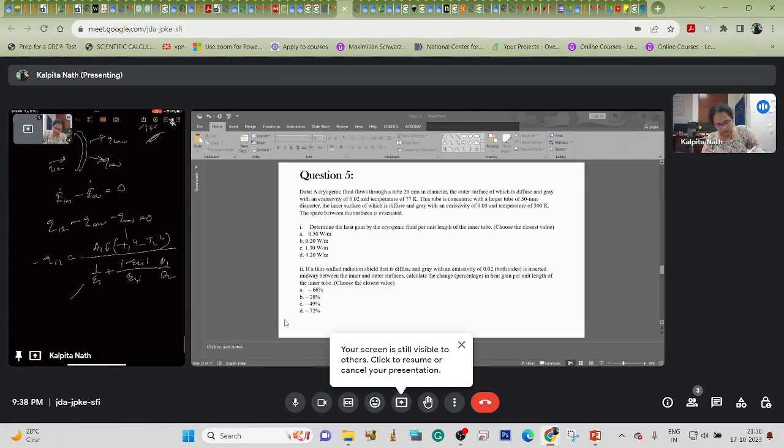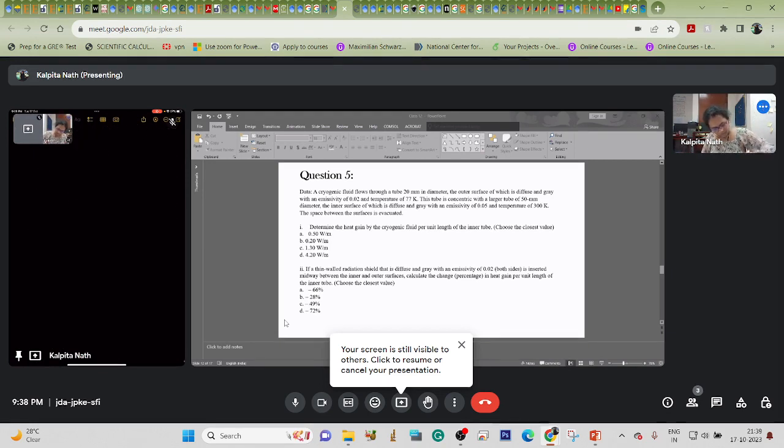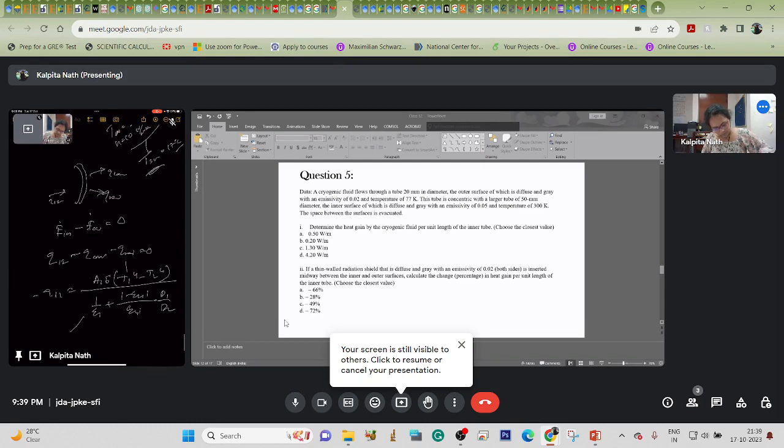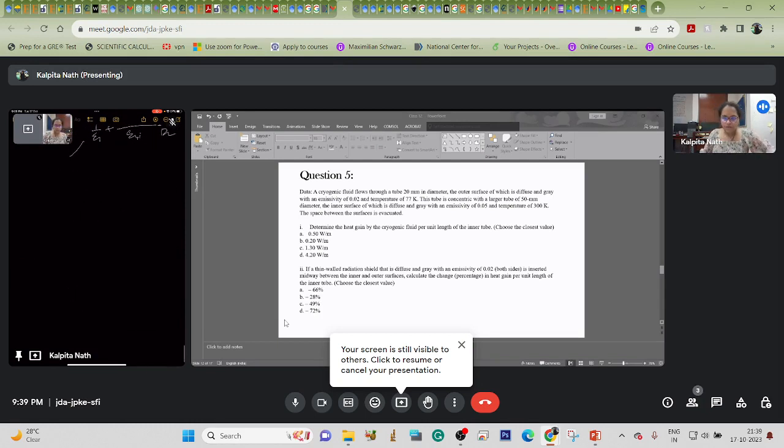So now if we will write this up, you just check the video for the solution of this, because the writing pad is malfunctioning. So the reduction in the radiation with the radiation shield, we'll just simply find out with shield minus without shield upon without shield into 100%.